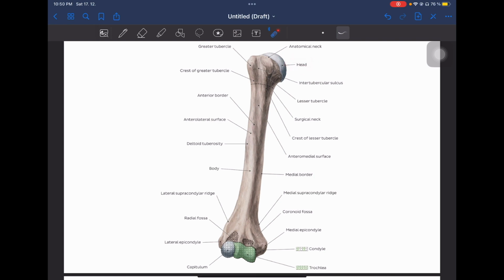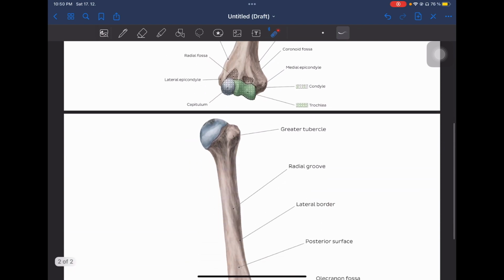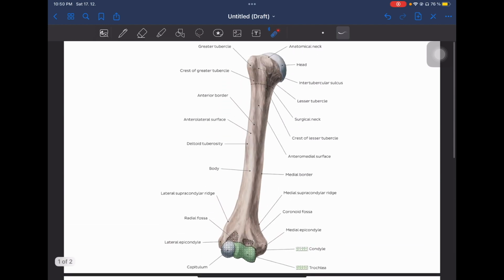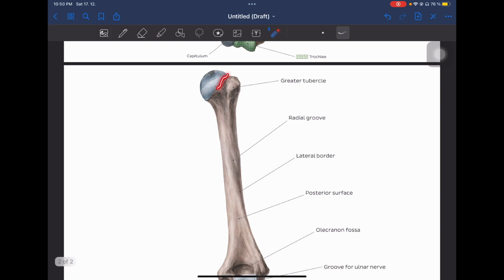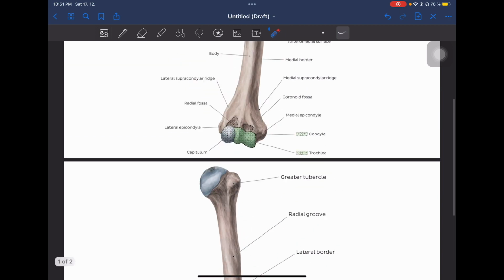As you can see, this is the head of the humerus, and we can see it from the posterior side as well. The next one is one of the necks of humerus. It's the anatomical neck. As you can see, this is the anatomical neck. From the posterior side, we can still see the anatomical neck.